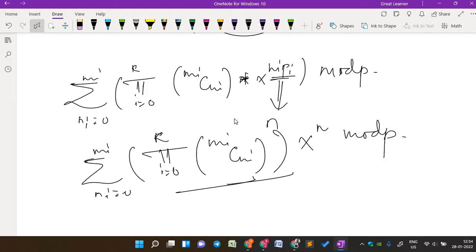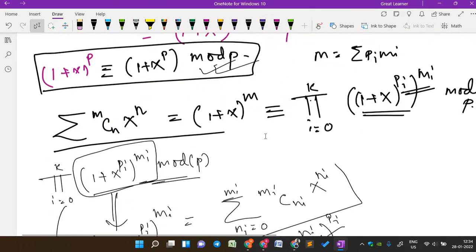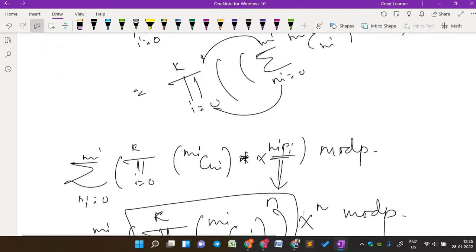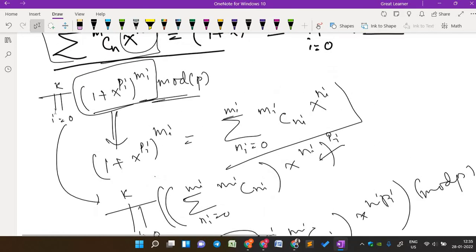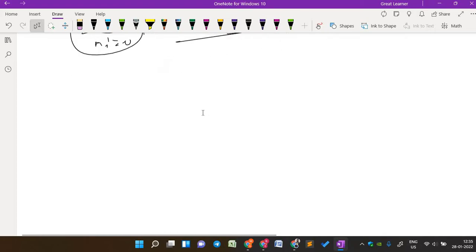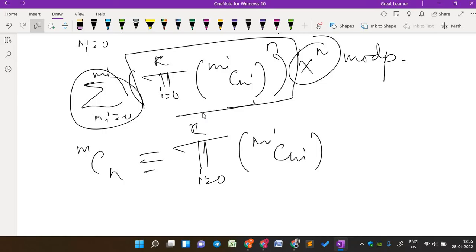So focus on this term. This term and this term are common, right? And this summation is also the same. So what we can say is that nCm is congruent to the product over i equal to 0 to k of mi C ni, mod p, right? So this is the proof basically.